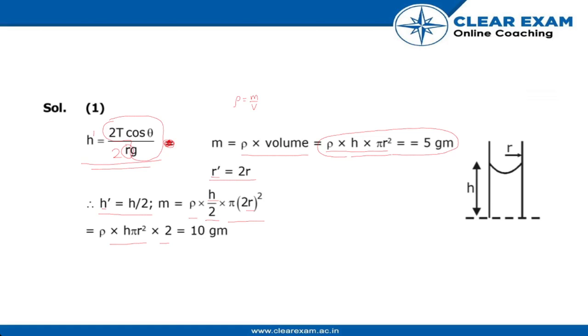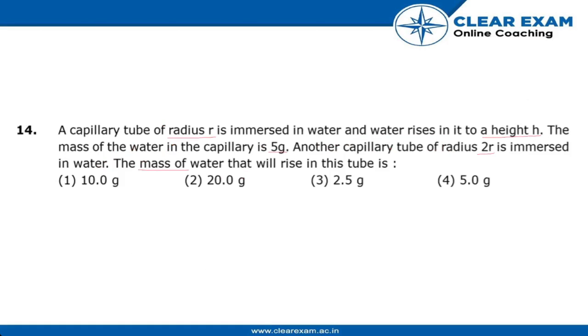We already have this value, so we put it in this. It becomes 5 into 2. We get the new mass which has risen in the capillary as 10 grams. So the correct answer is option 1.